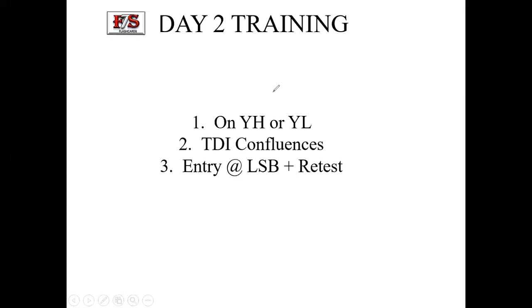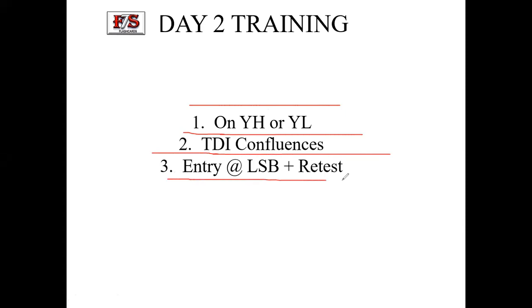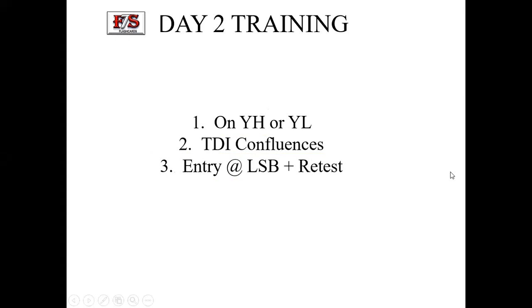Now, these are the three confirmations of outside the range. One, price at yesterday's high or yesterday's low. Two, TDI confluence, it might be shark fin or blood or water. And this entry is usually LSB plus retest. Now we'll focus on one of them. We'll talk on yesterday's high. Let's see how it goes.